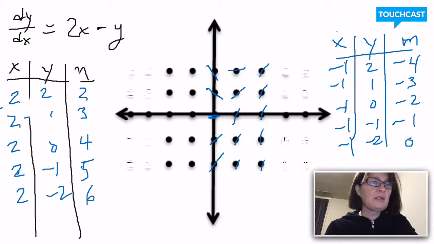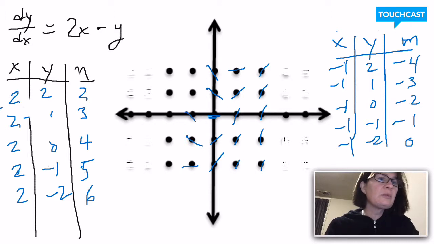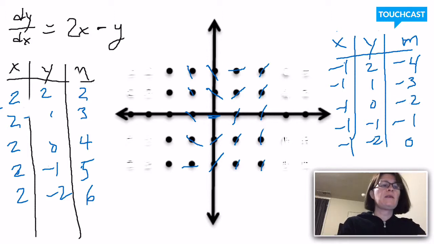So I'm going to start with this guy. When x is negative 1 and y is negative 2, I have a slope of 0. This is supposed to be negative 1. That's a negative 45 degrees. Negative 2 should be steeper, but still going downhill. All right, it's better if you hit the dot. I didn't quite hit the dot. And we have one more column to fill in here.